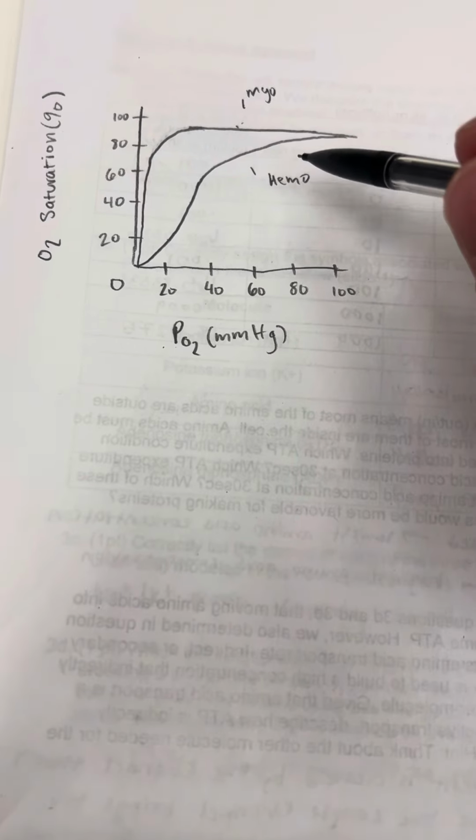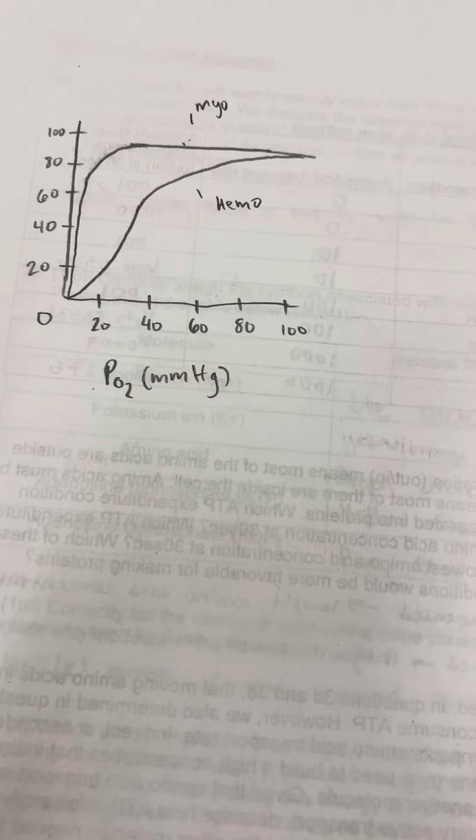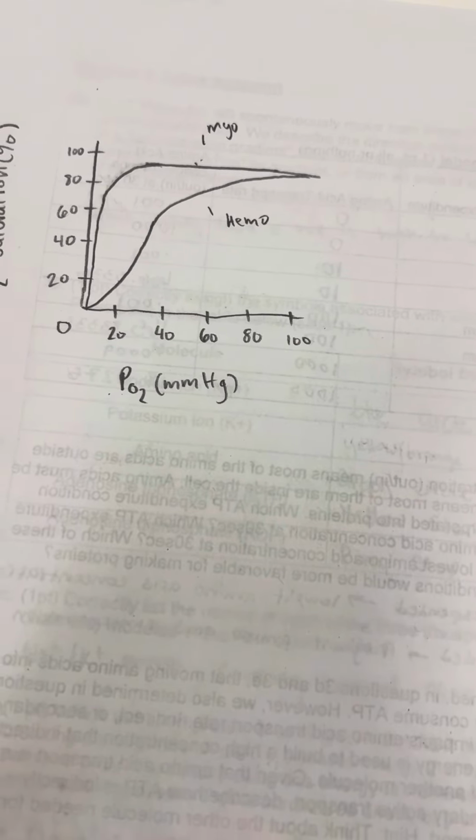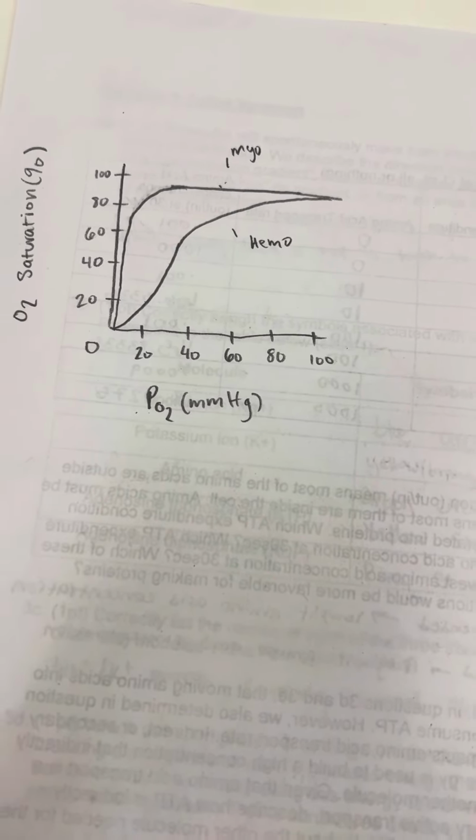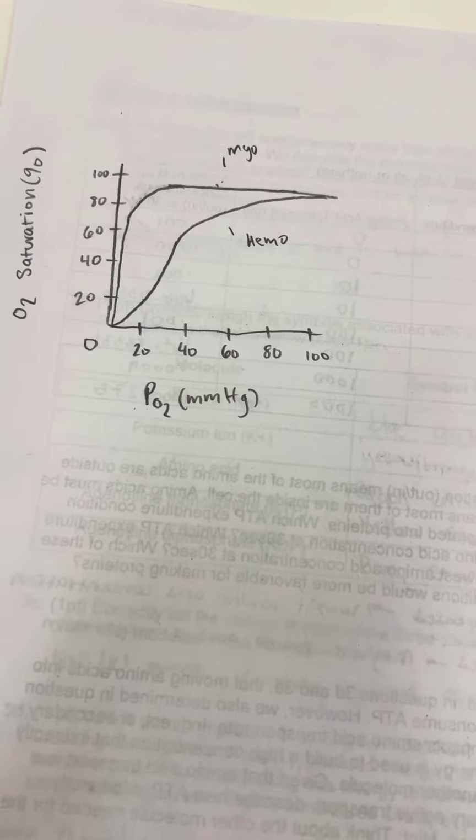So the binding of oxygen to the hemoglobin is going to take a little bit longer to occur than against the myoglobin, and this is because the myoglobin maintains a consistently high oxygen affinity. So oxygen is always available in muscle tissues.